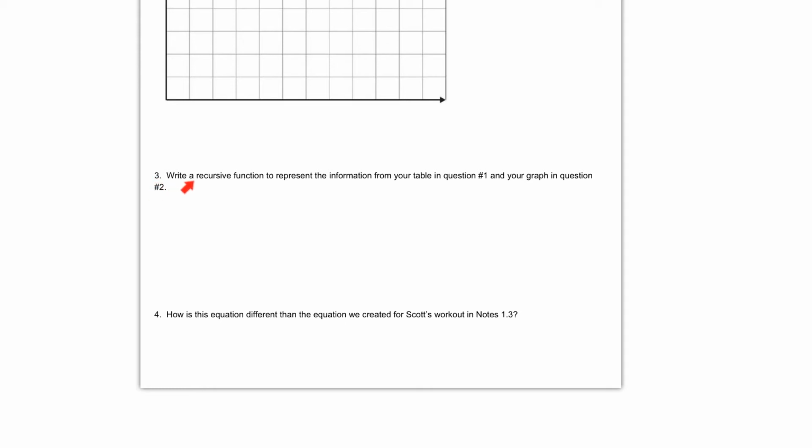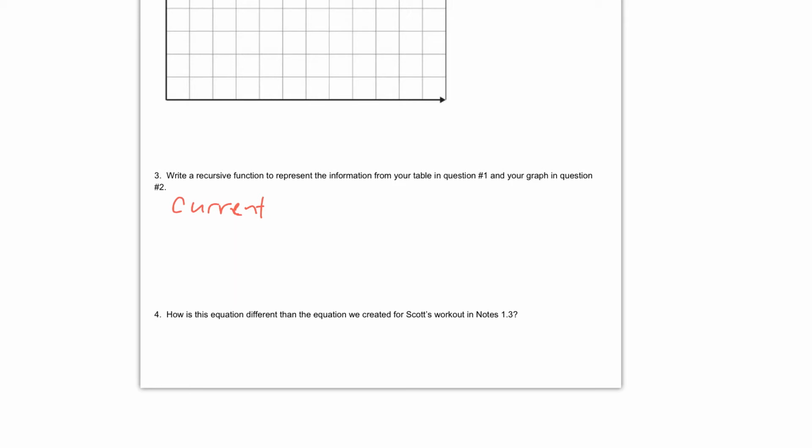In question number 3, it says write a recursive function to represent the information from your table in question number 1 and your graph in question number 2. So we're looking for that recursive function. I like to always start out in words, and then we'll transfer that into function notation. So if we write it down in words, we're looking at the current number of people.